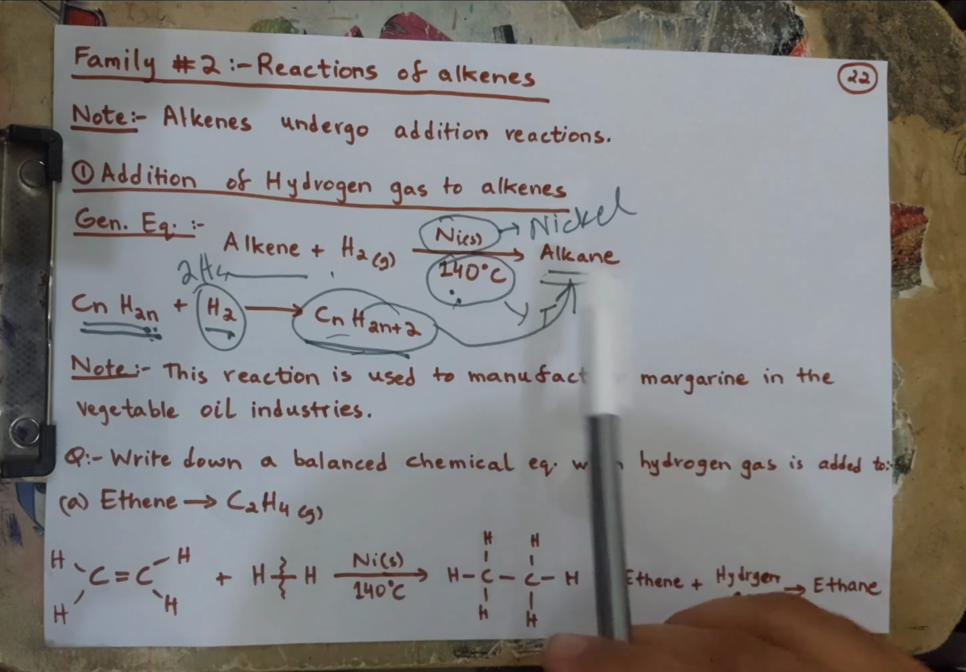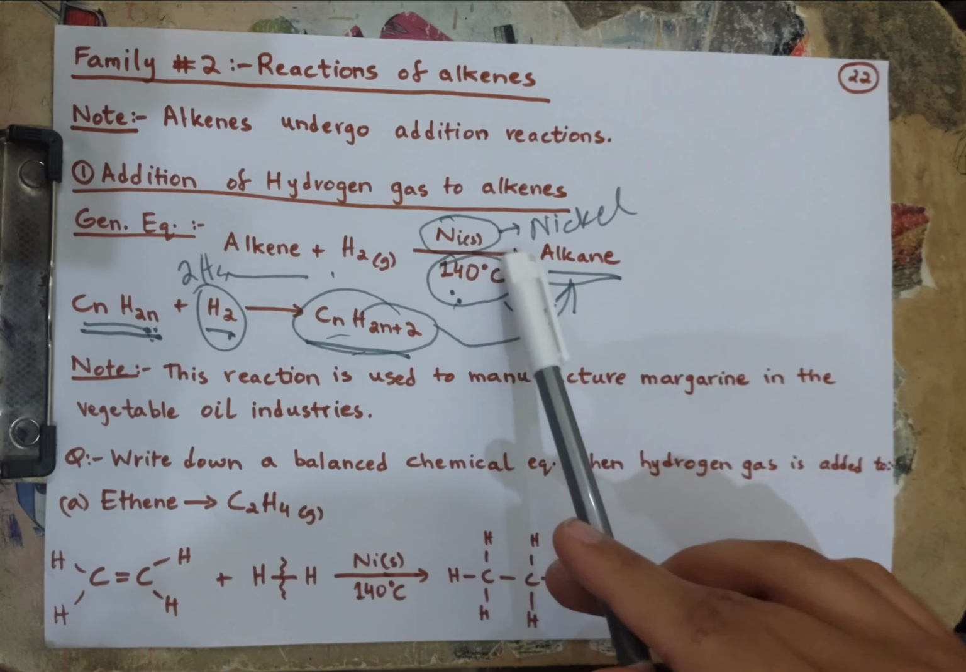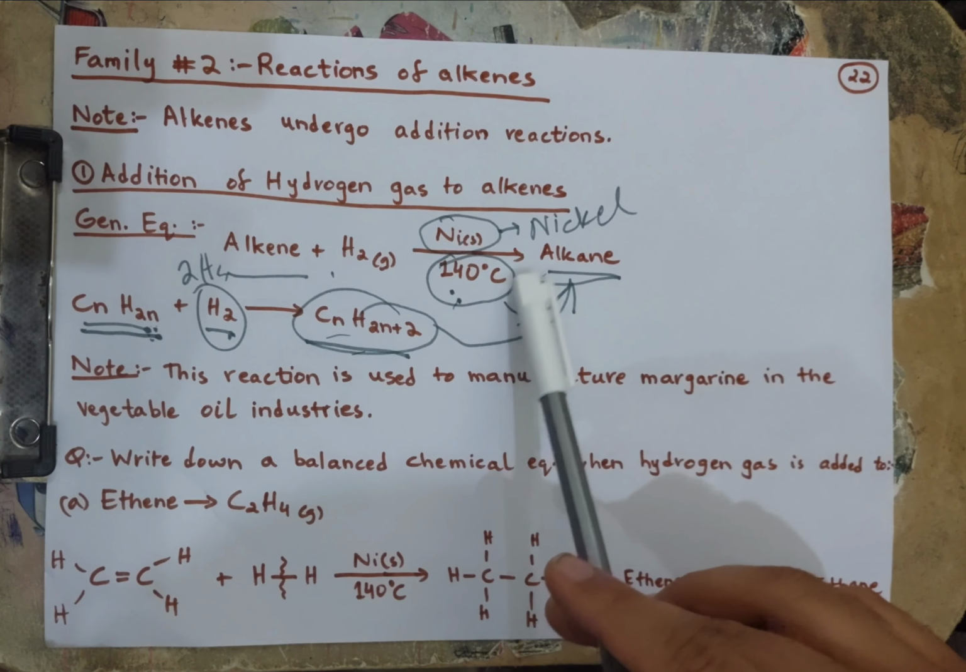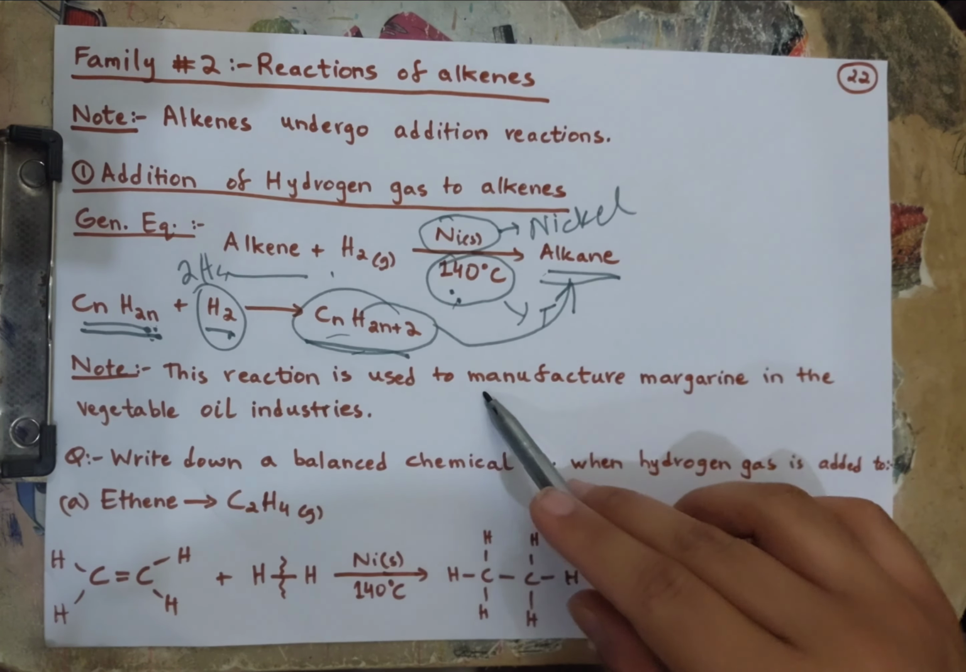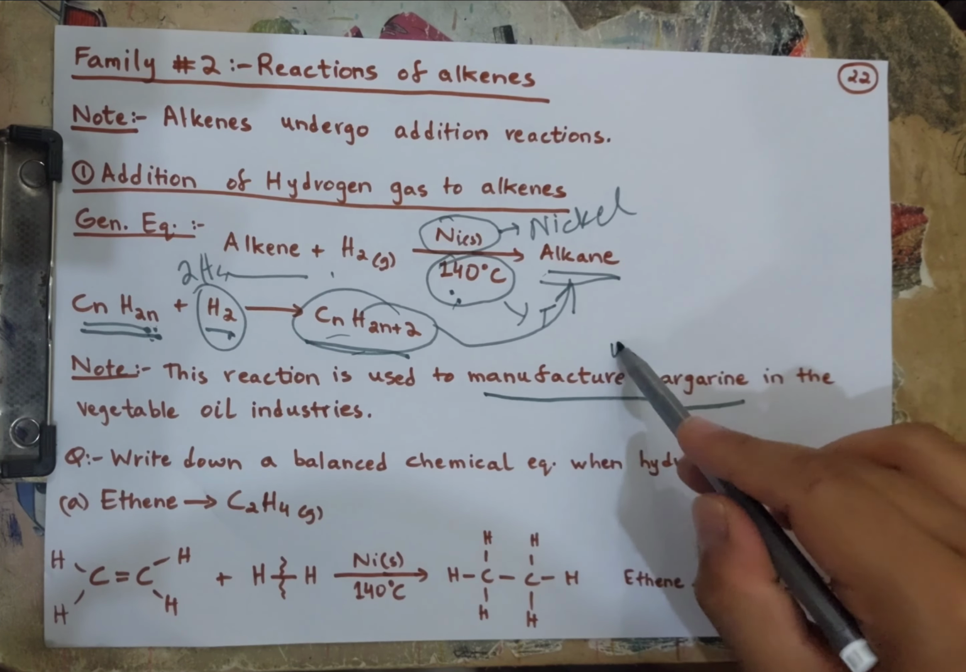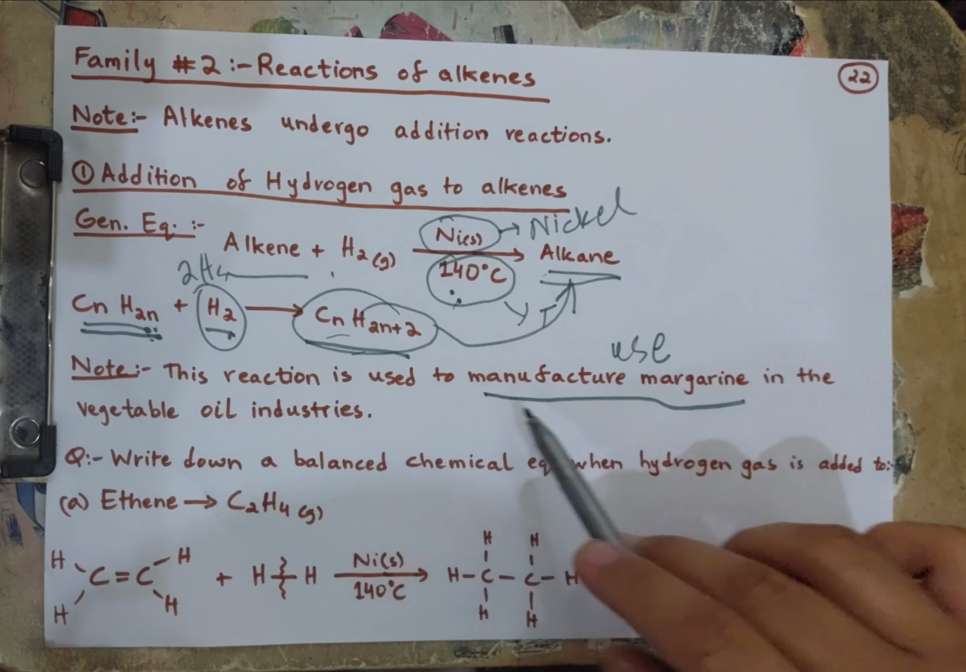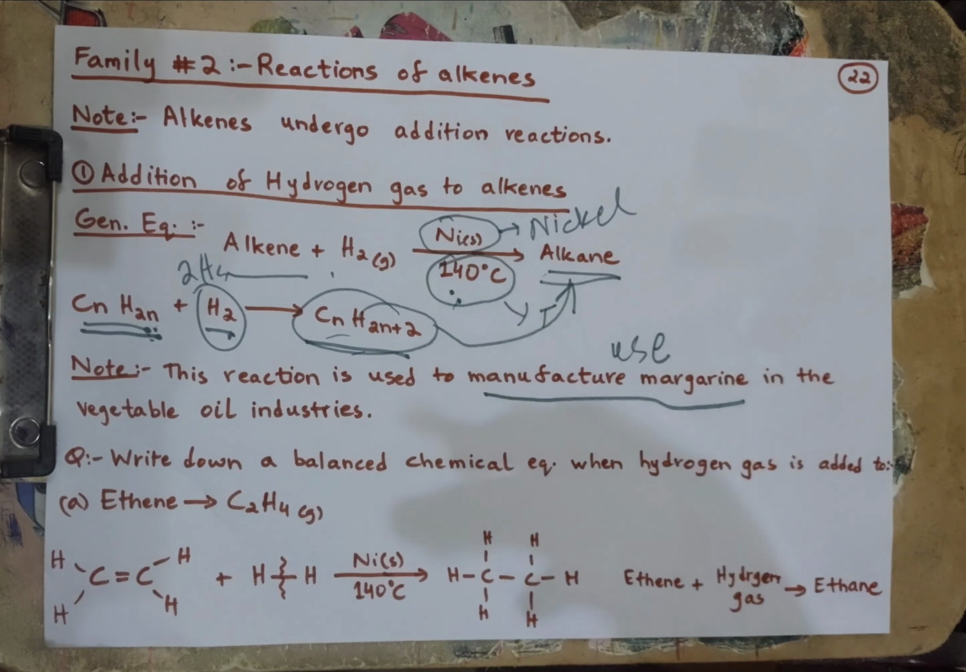CnH2n+2 is the general formula of alkane. So alkene reacts with hydrogen gas in the presence of nickel solid and 140 degrees Celsius. These are the conditions to form alkane. This reaction is used to manufacture margarine in the vegetable oil industries. This is its use, to manufacture margarine.